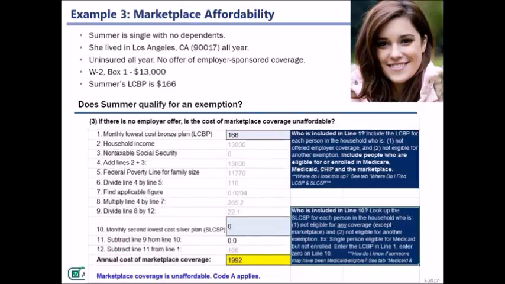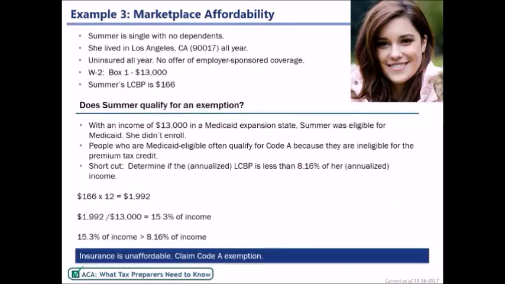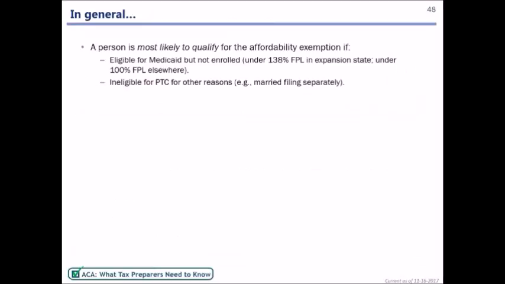The answer is going to be yes. And that's because her second lowest cost silver plan is $0. Why is it $0? It's $0 because she qualifies for other coverage. She qualifies for Medicaid. And so that zeroes out the second lowest cost silver plan, and that means she would get $0 premium tax credit. For most people, in most circumstances, if they're getting $0 premium tax credit, they're going to be eligible for this exemption. Now, you should still do the math, but it's really a shortened math because we're just looking at the lowest cost bronze plan, and then we're multiplying it by 12 to get the annualized amount, and then comparing it to income, and you'll see that it was well over 8.16% of income. So the insurance is unaffordable, and you're going to claim the exemption.